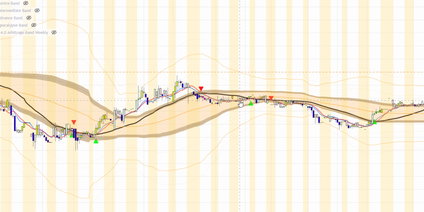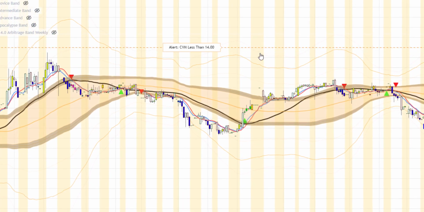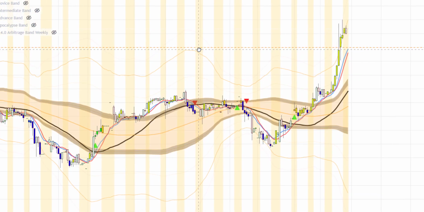So without getting too advanced, this is all that you really need to know about the arbitrage band, is that we have green up indicators to buy, green light, red indicators to get out, red light, stop trading, get out, take your profits. And then these are all the parts of the band.